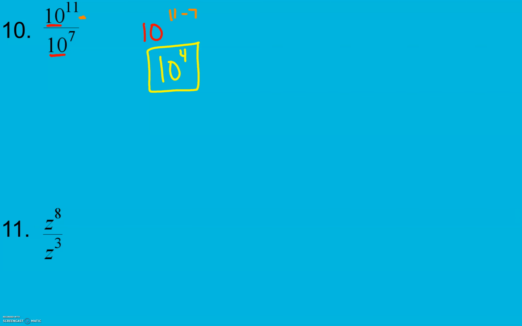Give 11 a try here. My bases are the same, both z's, so I keep it as a z. I'm dividing powers with the same base, so I subtract my exponents. 8 minus 3. And I get z to the 5th power.